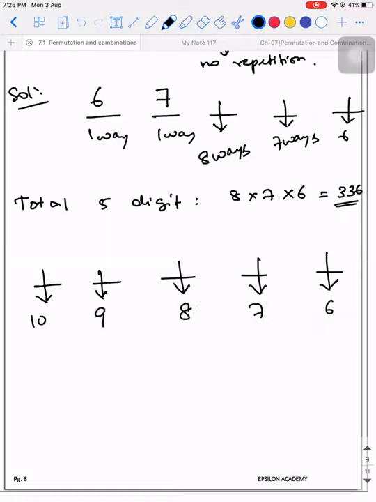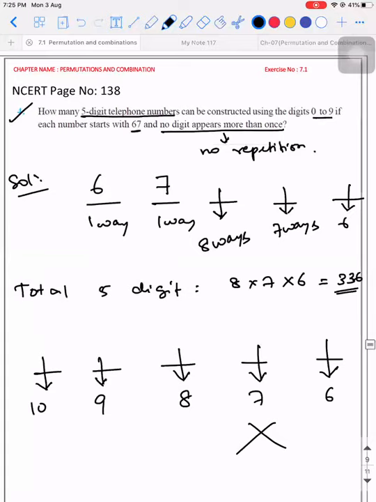30,240, sir. No, sir, it's wrong. I wantedly asked you this question. It is wrong. Why? What did I say? It should be a 5-digit telephone number. Am I right? Since you took 10, it means I can put a 0 also in the first place. Am I allowed to put a 0?